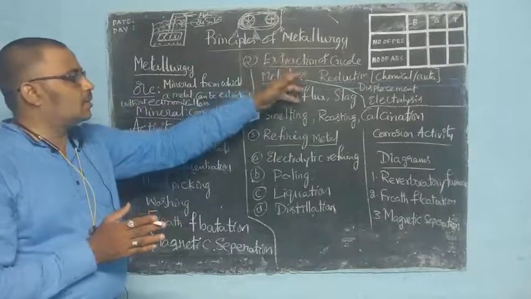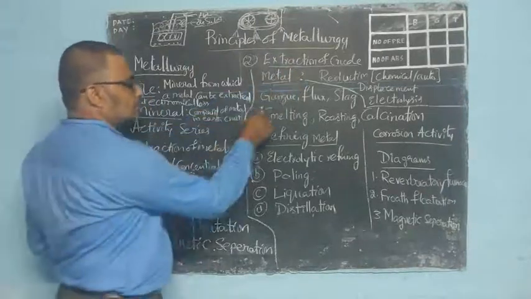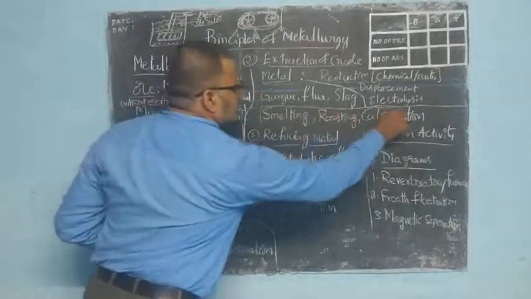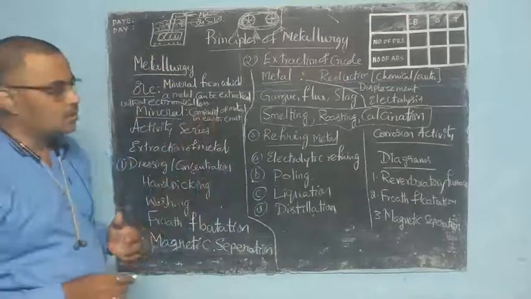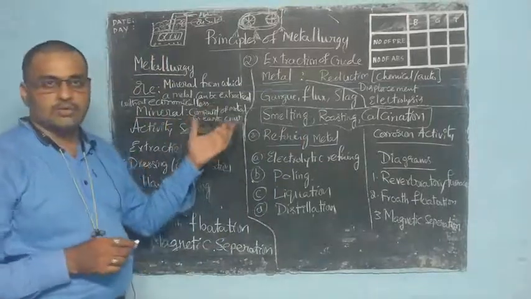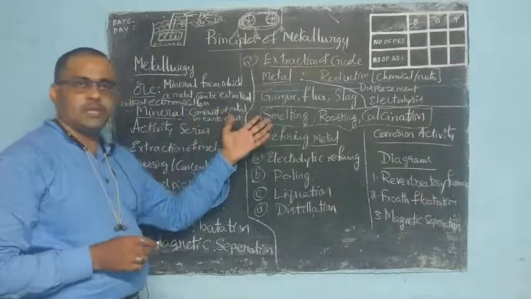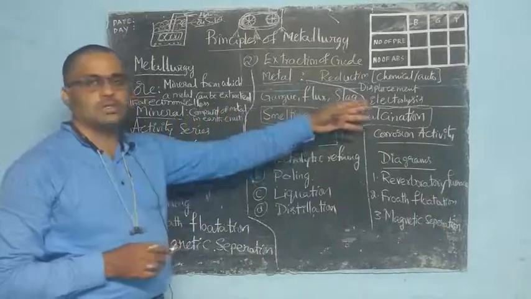In this particular process, we will utilize some furnaces. That means we have to heat the material to extract the metal from it. There are some types of heating. One is the smelting process, the second is roasting, and the third is calcination.